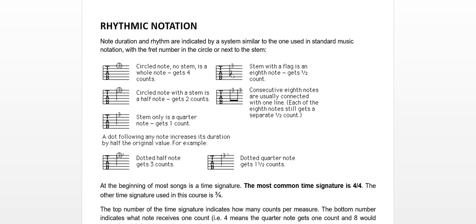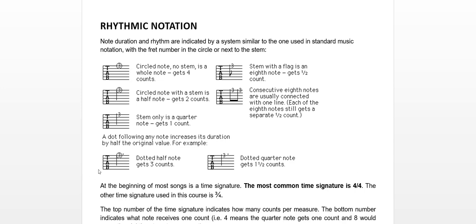So the single eighth note that gets half a count usually has a flag, but when 2 consecutive eighth notes come together, they are joined with a beam, which is this bold line, and each of the eighth notes still gets a separate half count. Now sometimes we add a dot to any note. It can be the whole note, the half note, the quarter note, and what the dot does is increase the value of the note by 50%.